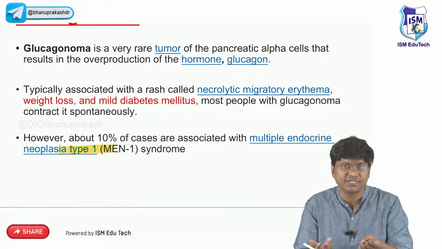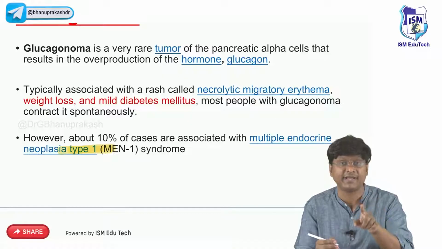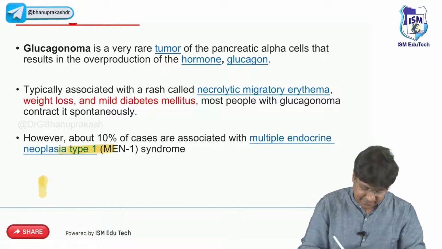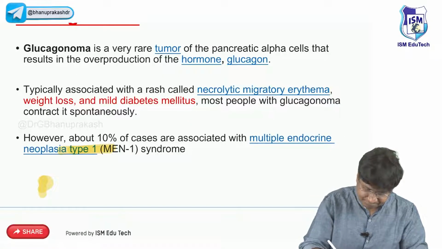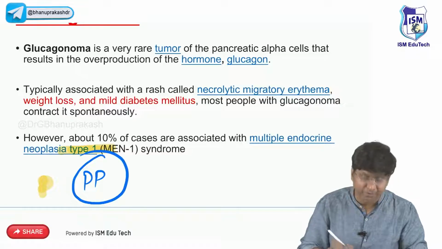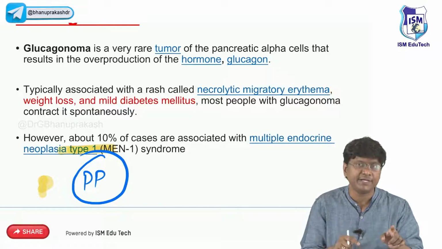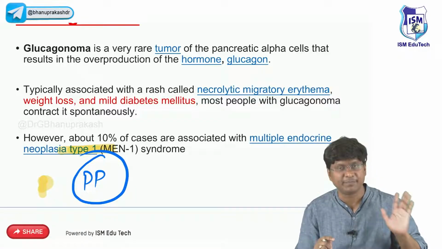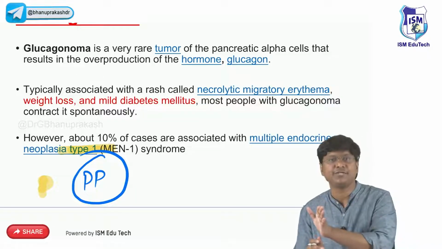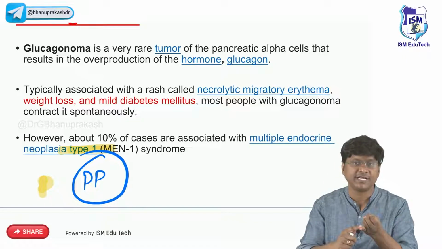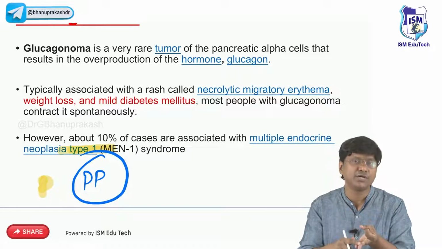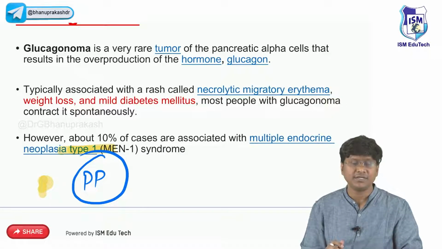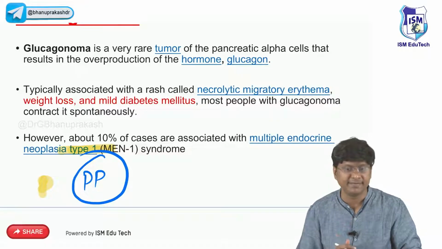The pancreatic tumors include the most common pancreatic tumor in MEN1, that will be PPoma, right? That is the most common pancreatic tumor in MEN1. Okay, that is pancreatic polypeptide will be produced in excess quantity. Then what are the other pancreatic tumors? Somatostatinoma, insulinoma, glucagonoma. These are all your tumors of MEN1, right?